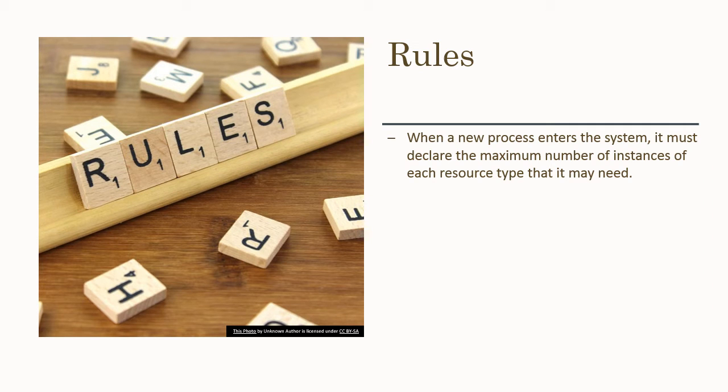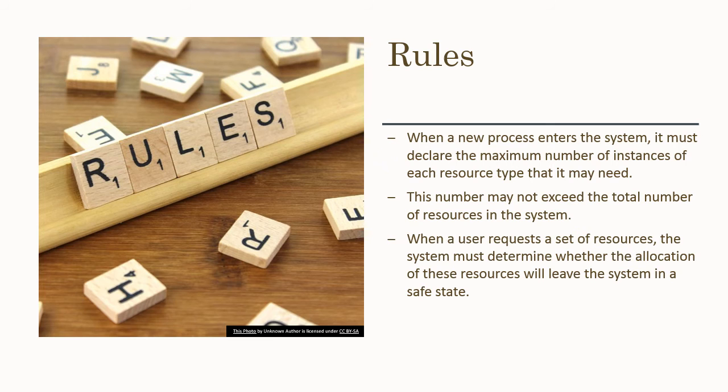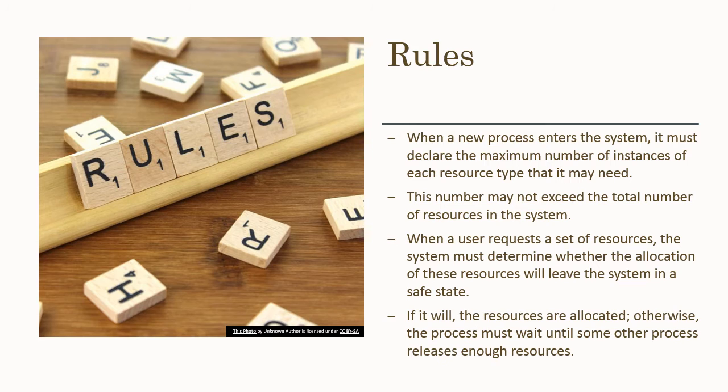Rules. When a new process enters the system, it must declare the maximum number of instances of each resource type that it may need. Again, the process is declaring, not requesting altogether. This number may not exceed the total number of resources in the system. When a user requests a set of resources, the system must determine whether the allocation of these resources will leave the system in a safe state. If it will, the resources are allocated. Otherwise, the process must wait until some other process releases enough resources.